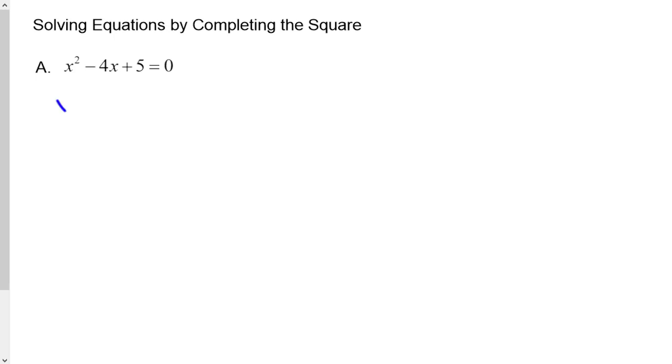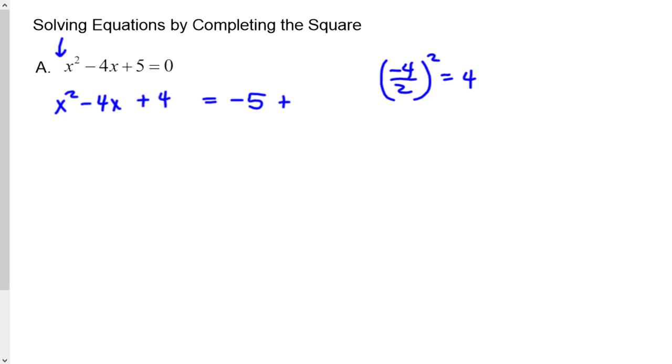So if you start the process off, it says to move the constant to the other side of the equation. Then divide both sides by the leading term coefficient, which in this case is already 1. We don't have to worry about that. Then add b over 2 squared to both sides. So if I take negative 4 divided by 2 and square it, it's 4. So I'm going to add 4 to both sides of the equation. So I do it to both sides to keep things balanced.